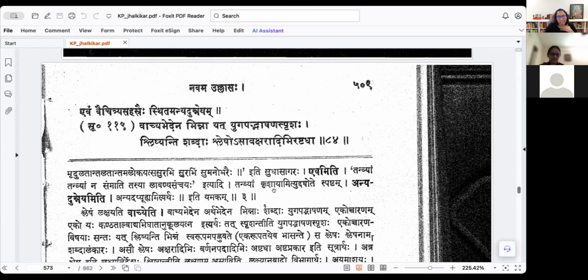Now we have to start with Slesha. We will do this maybe next class. There are 8 varieties of Slesha: Padam, Varnam, etc. For each one he gives an example, and then there is a discussion about Slesha. So we'll look at it from next class. Okay.